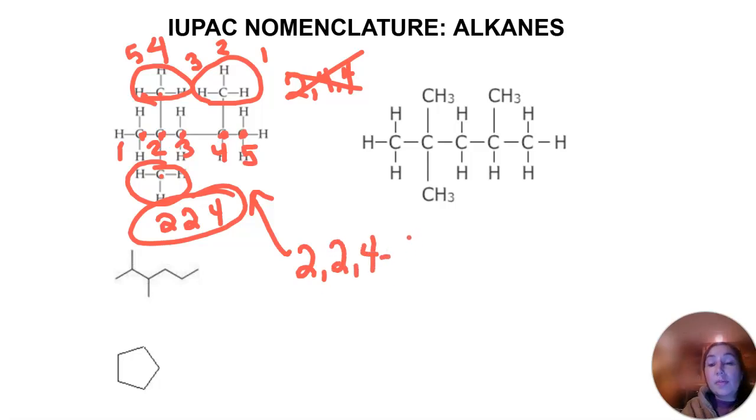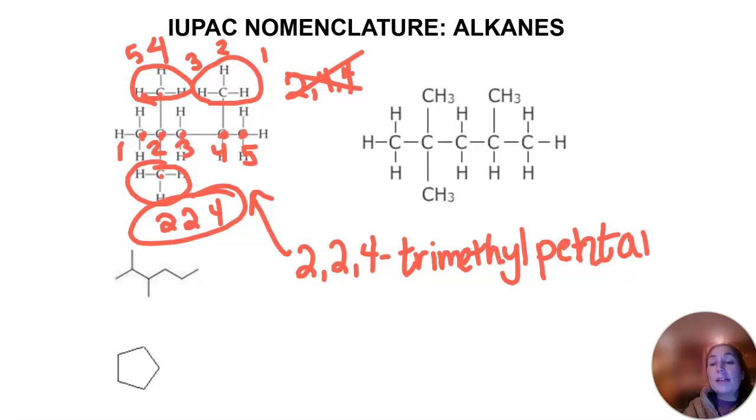And now because there are 3 of the methyl groups, we need to call it trimethyl. And then there were 5 carbons in the parent chain. So pent, and then all single bonds, ane. So 2, 2, 4 trimethylpentane.